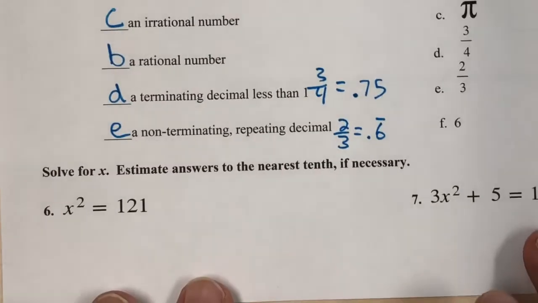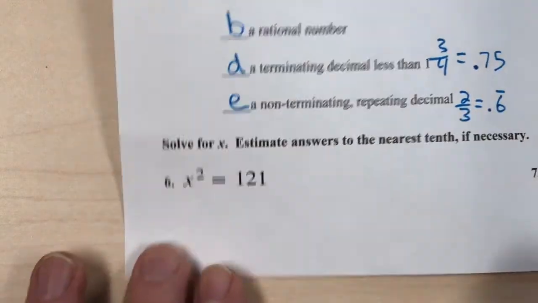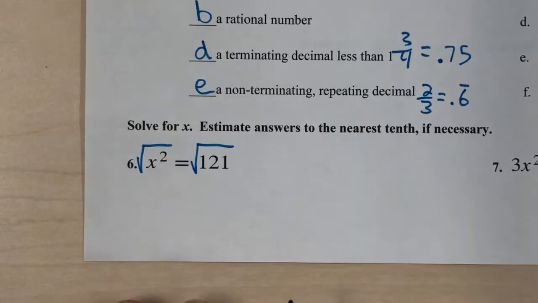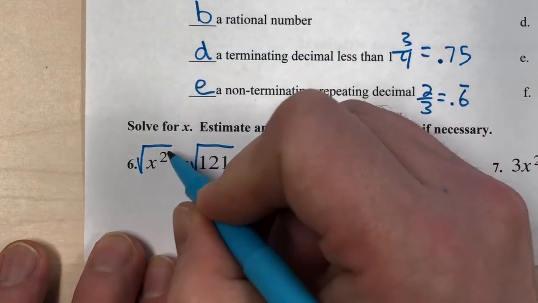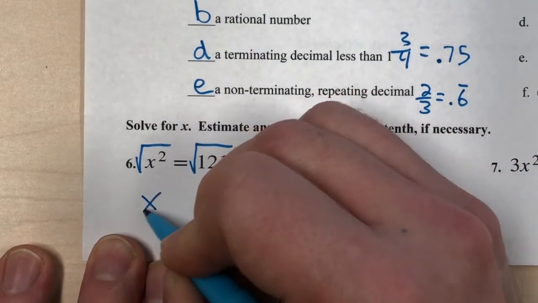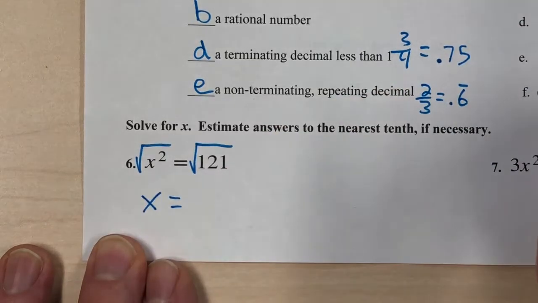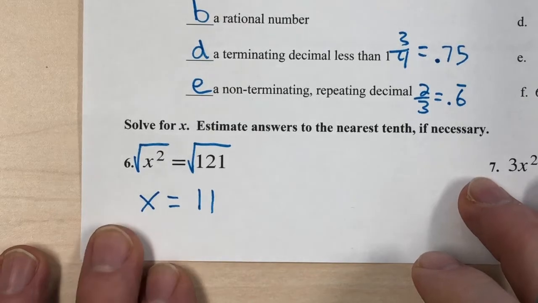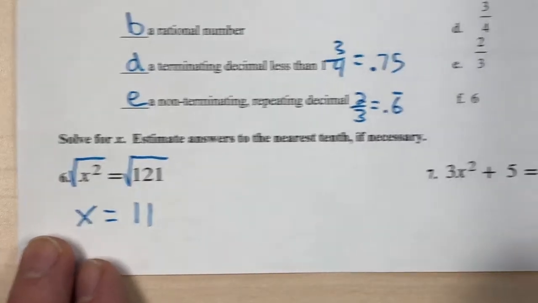All right, last but not least, we've got our 6 and our 7. 6 is actually really easy. We just take the square root of both sides, and when we do that, it gets rid of our power. So we're left with x equals the square root of 121, which is 11. So that's actually a perfect square, which makes things pretty easy.